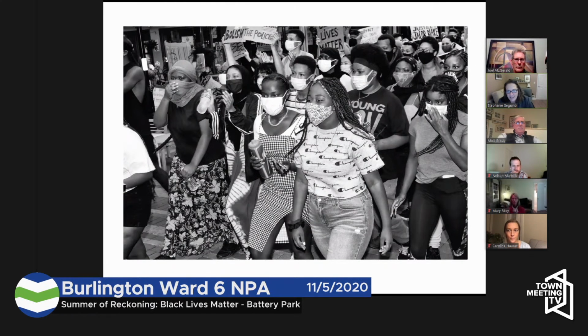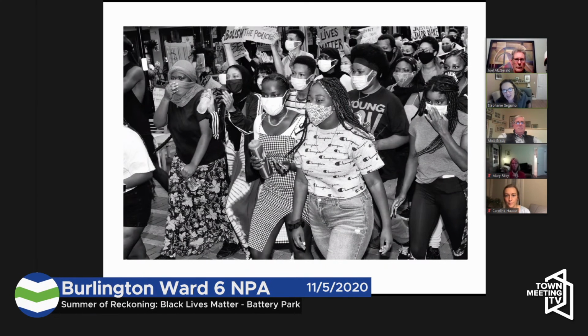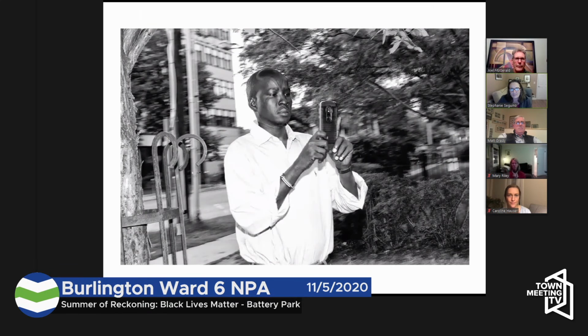As I look back, I've taken thousands of photographs this summer, but this one really continues to stay with me. I think because of this forward motion and this energy and determination that was really the hallmark of the protest this summer. This is somebody from the sidelines who was photographing the event. There were a lot of folks, obviously, that were watching these protests and supporting from the sidelines.